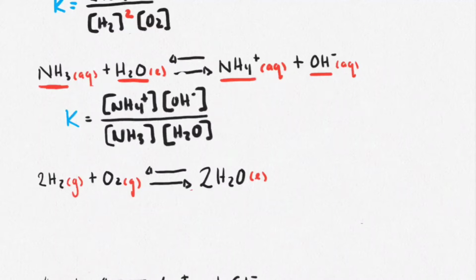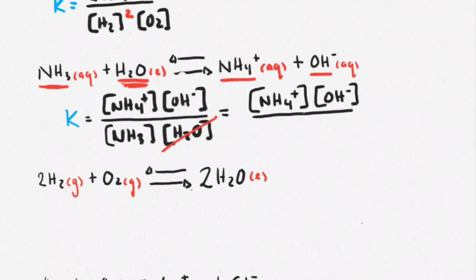For this reaction, it's a little bit special because you have H2O, see this right here, in liquid form. So that does not get included in the expression. So what you would do is cross that out. That means your equilibrium constant expression is actually NH4 plus times OH minus, all over NH3.